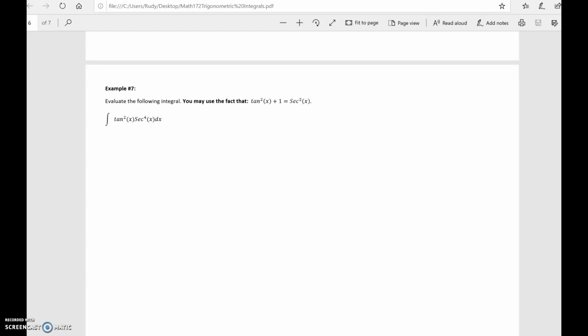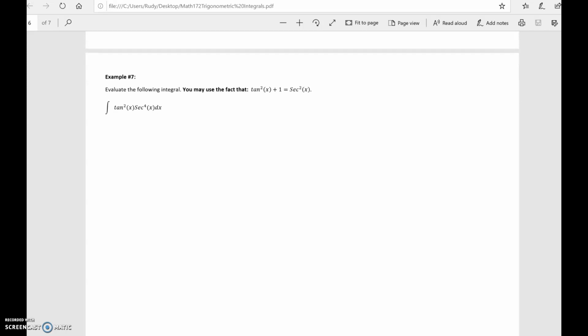Hi class, let's take a look at example 7. Now, what you're going to see is the same pattern that we observe on the multiplications of sines and cosines or any combination of those. That's going to actually cycle again with the actual secants and tangents. So this is the idea on this problem.